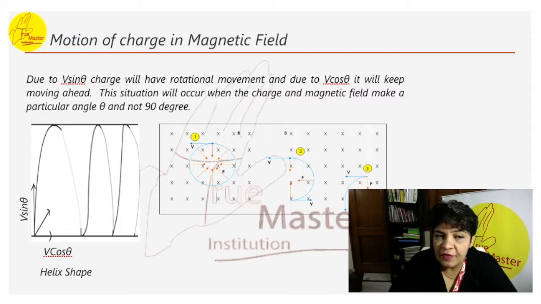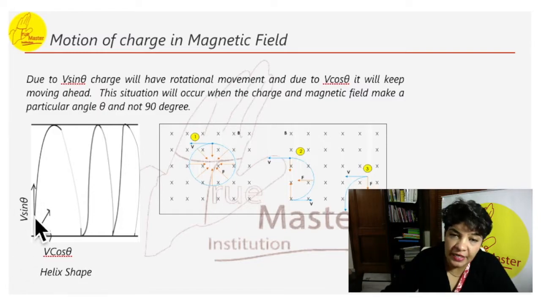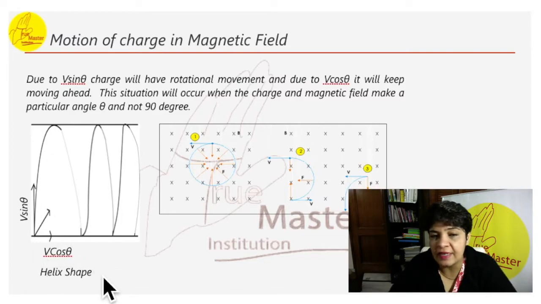Electric and magnetic fields are perpendicular to each other. If a beam of charged particles or electrons possesses a velocity v at an angle theta, we get two components, v sine theta and v cos theta. V sine theta causes the rotation movement, and v cos theta keeps moving the particle in a straight direction.